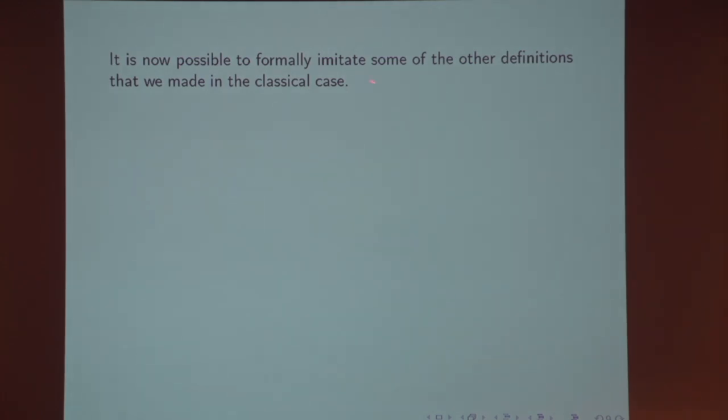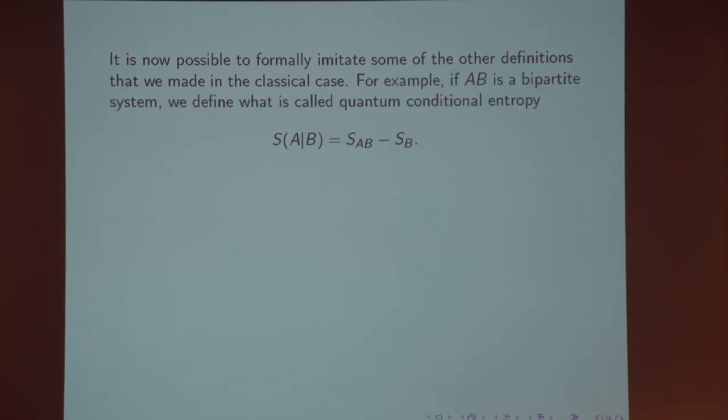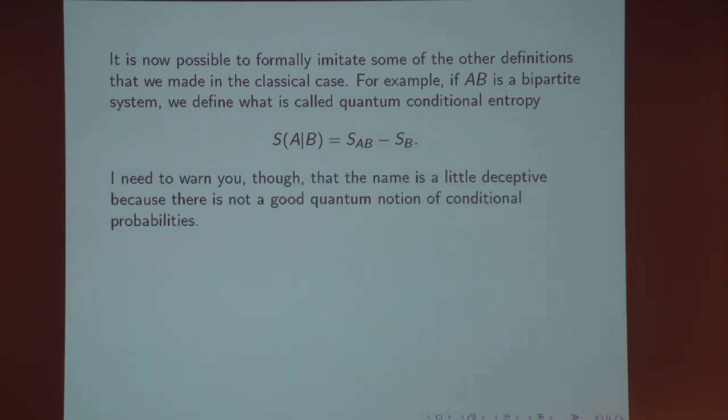It's now possible to formally imitate some of the other definitions that we made in the classical case. For example, if AB is a bipartite system, we define what's called quantum conditional entropy by the same formula as before, SAB minus SB, and we write it by the same or similar notation, SA/B. But I have to warn you that the name is deceptive because there isn't a quantum notion of conditional probabilities. So classical conditional entropy was the average value of a conditional probability distribution, and that made its positivity manifest.